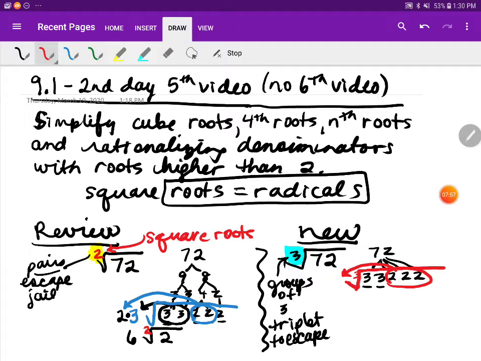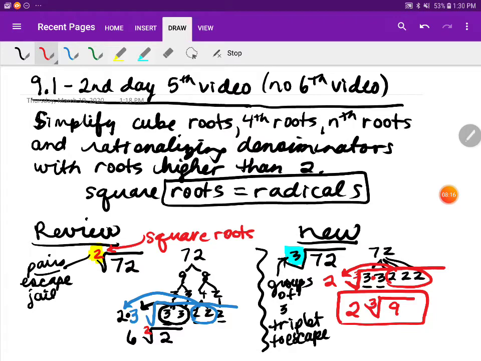Anyway, what escapes? The 2 escapes and the 3s get stuck inside. So the 2 is there. It's still cube root jail, so you want to make sure that looks like it's in the corner. And then there's 2 things left, so you re-multiply things that are left. And then this would be the answer.